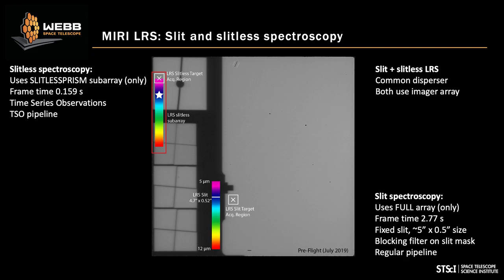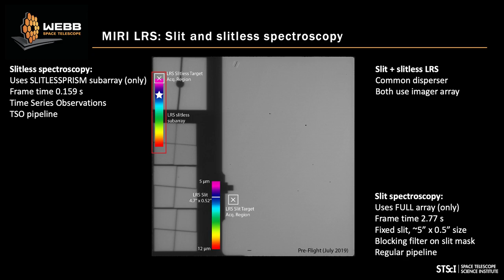So just to remind you again, the MIRI LRS is a double prism. It's mounted in the filter wheel, and basically you have two positions. You have a fixed slit that takes full array data. It's basically not used, of course, for TSO data. That's in the middle there of the image.